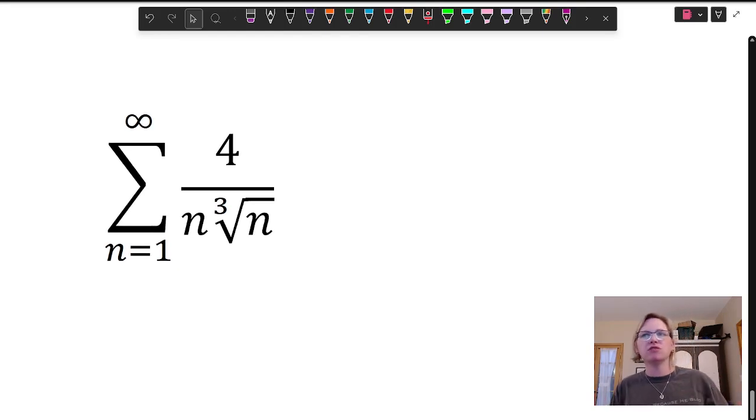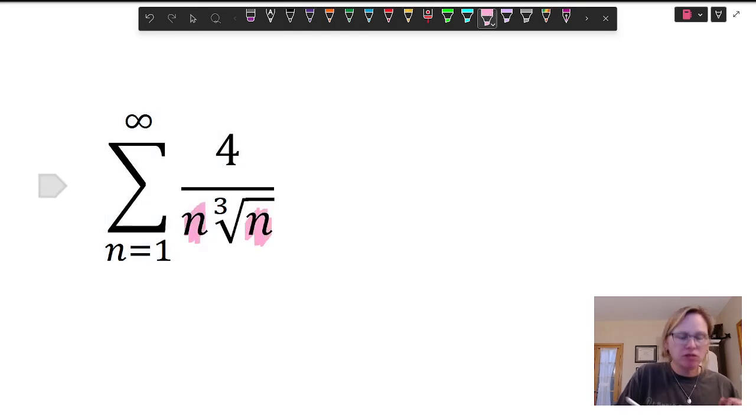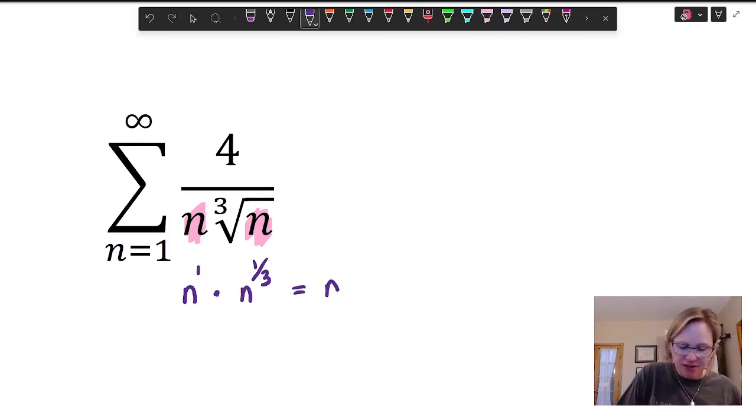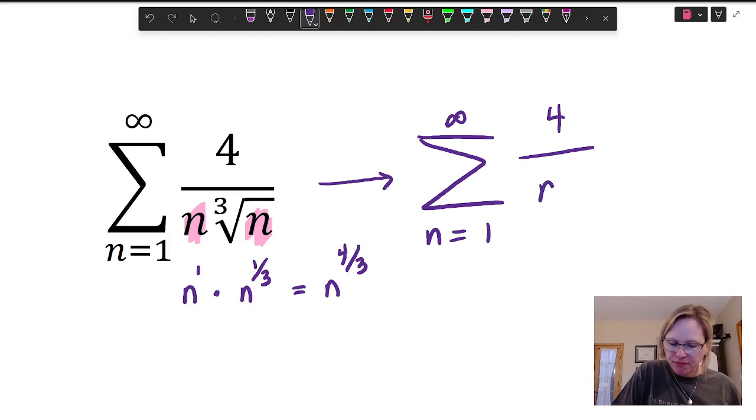So now this p-series, you can see that it has an n and a cube root of n. So what I have to look out for is that if I have n's that are multiplied together, kind of like this, I want to find ways to use algebra to make it look like a p-series. So I'm going to remember that this is n to the 1 power and this is n to the 1/3 power. And when I add those exponents together, this is going to be n to the 4/3 power. So when I rewrite this series to make it look like a p-series, here's kind of my first step.